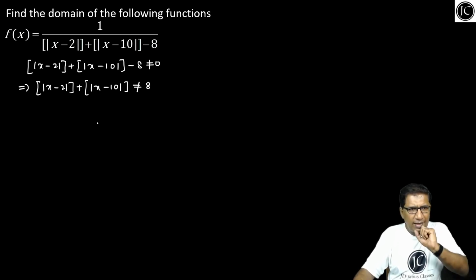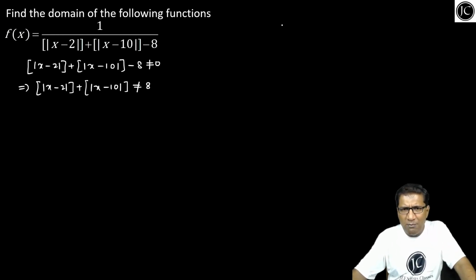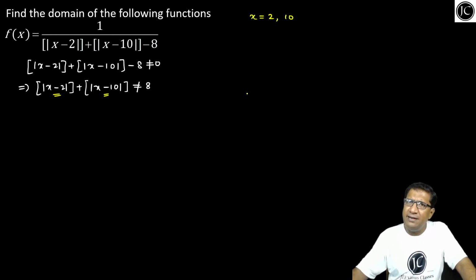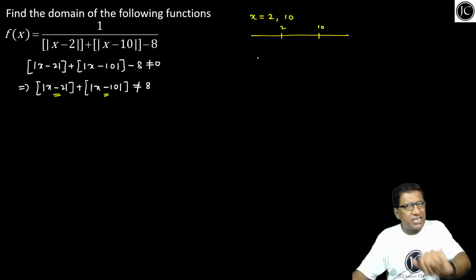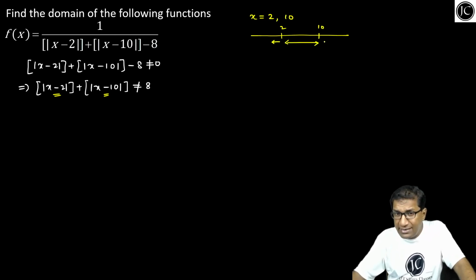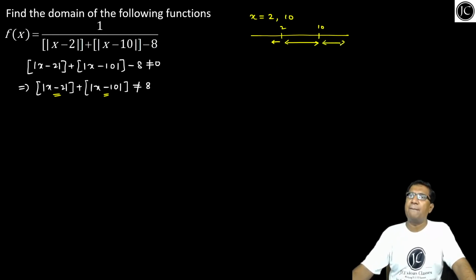ओके, अभी बच्चों यहां पर देखो मेरा जो क्रिटिकल पॉइंट्स है, क्रिटिकल पॉइंट्स मतलब I am talking from this one and from this one. यहां पर x का जो क्रिटिकल पॉइंट है वो क्या है, 2 and 10. तुम लोग क्या करो, एक नंबर लाइन में 2 और 10 लिख लो. अभी देखो बच्चों, हम लोगों का 3 सेक्शन मिल रहा है. क्या, एक है when x is less than 2, the second section is when x is lying between 2 and 10, and the third section is when x is greater than 10.